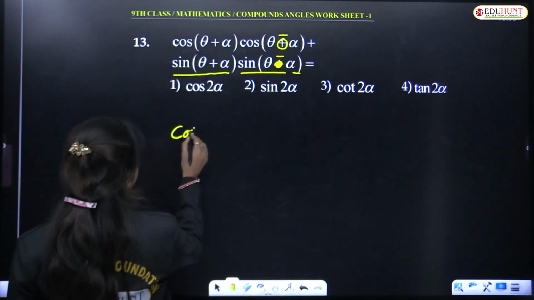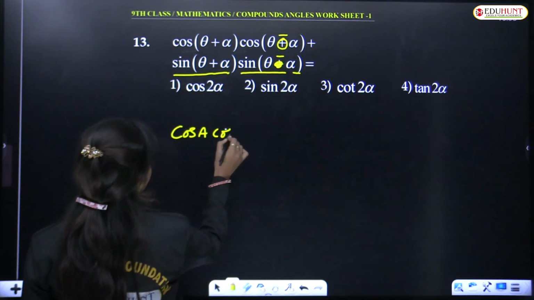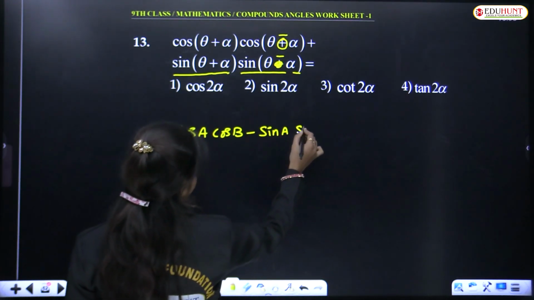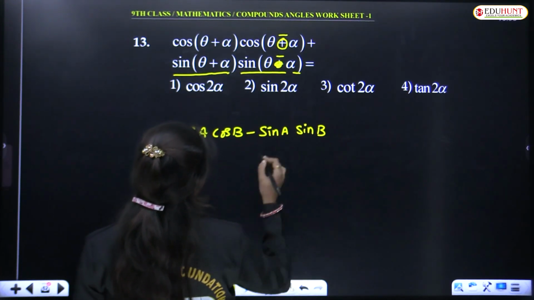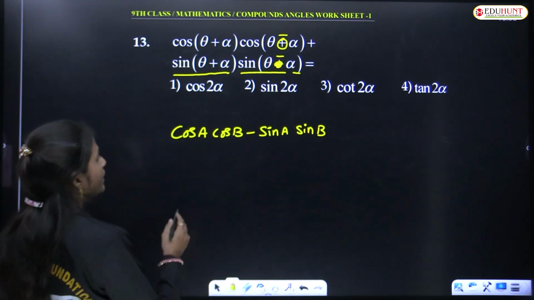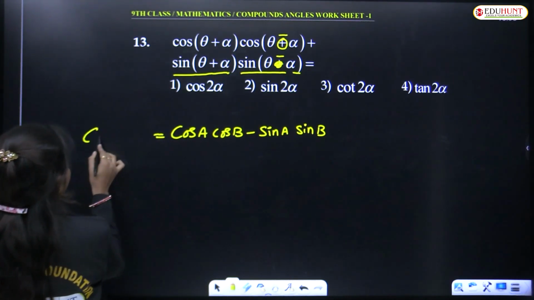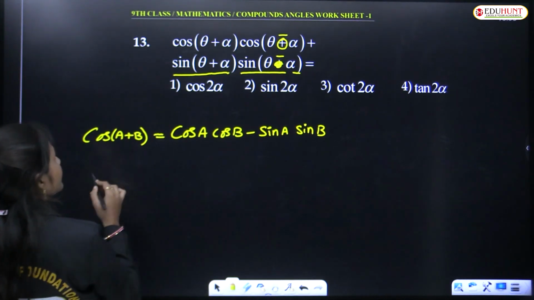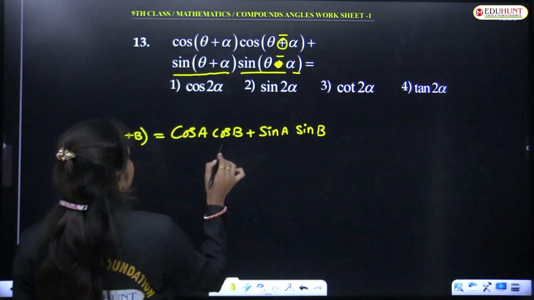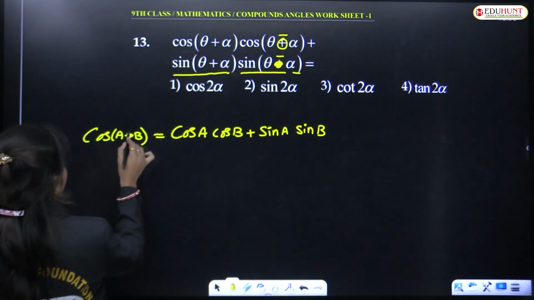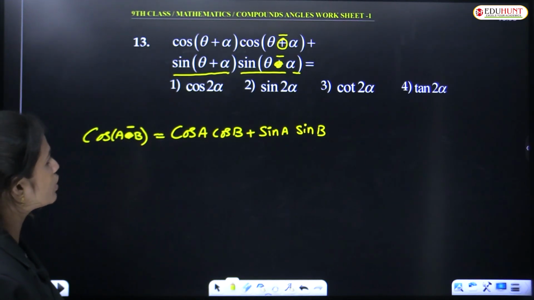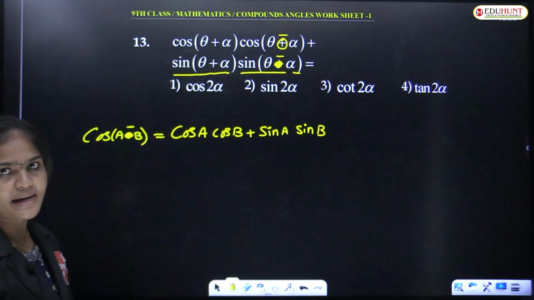Cos A cos B minus sin A sin B. That is the formula, no, cos A cos B minus sin A sin B. So this is the formula for cos of A plus B. Okay, here they have given plus, so this is cos of A minus B. So cos of A minus B is equal to cos A cos B plus sin A sin B.